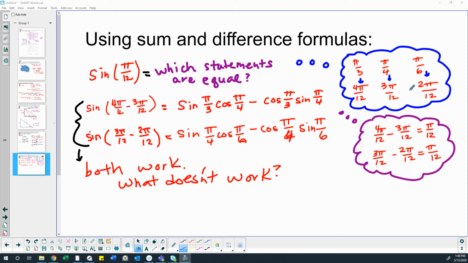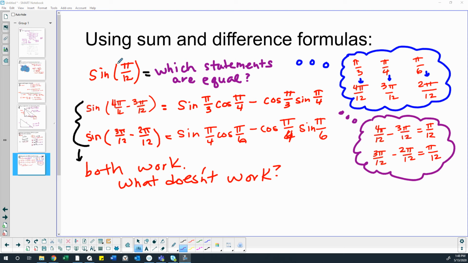Now, these are all first quadrant. We could use other quadrants as well. Say, for example, we could take 5 pi over 6 and subtract 3 pi over 4. So that would still give us a pi over 12 angle. So that would give us other combinations of angles besides the two that I'm showing you here.